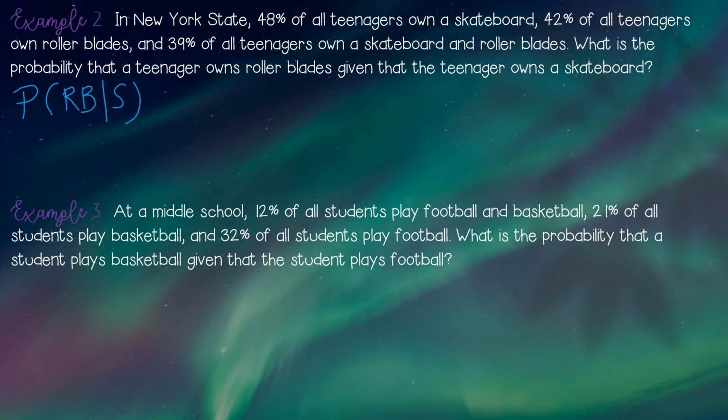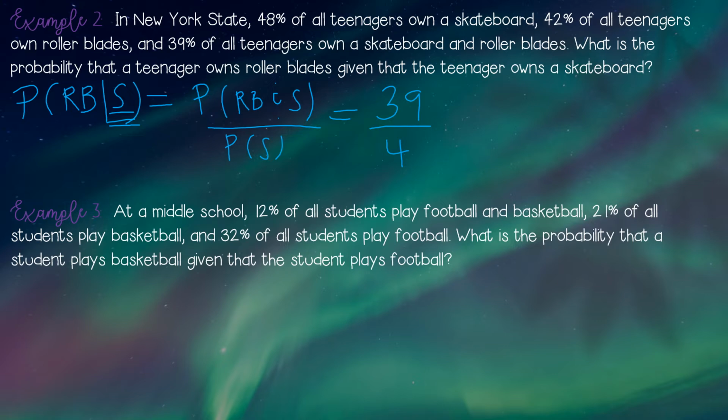So if we go back to our formula, it says to do this, we have to do the probability that they own rollerblades and a skateboard over the probability of a skateboard. Again, whatever comes second, that's going to be your denominator. So our probability that they own rollerblades and a skateboard is 39%, and we can just leave it as 39. And then out of the probability of a skateboard, that's 48.